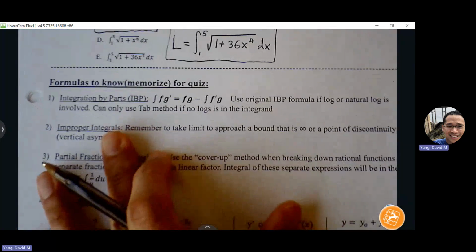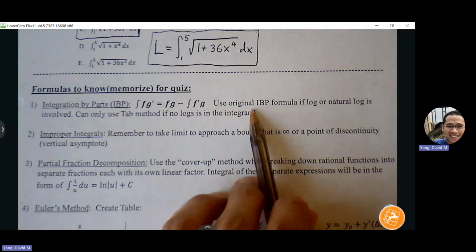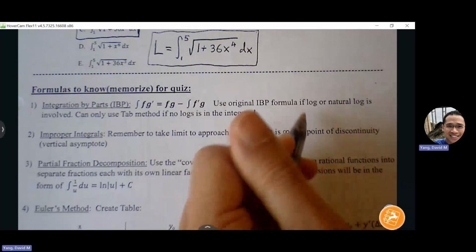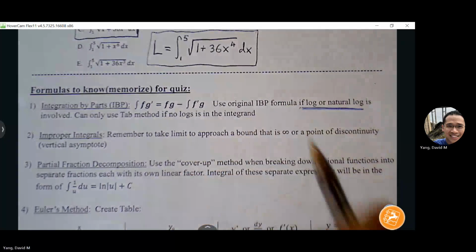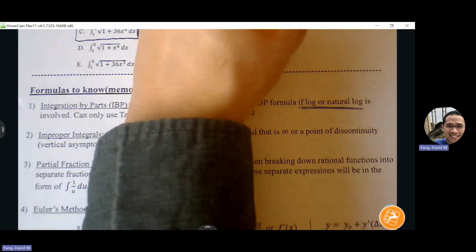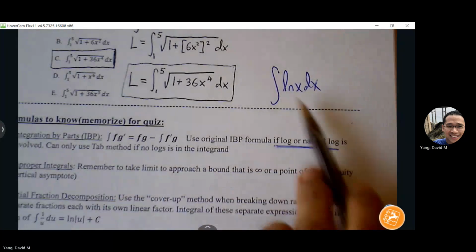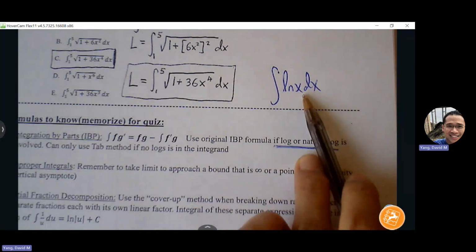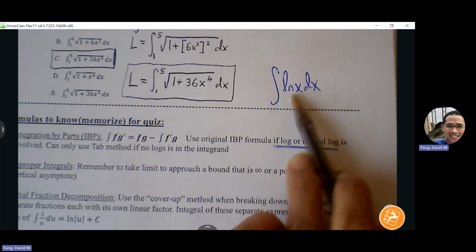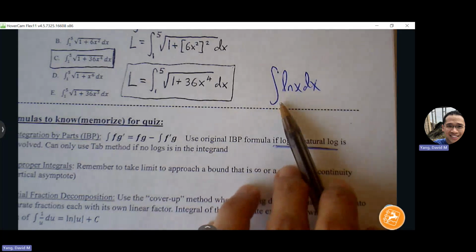so this is the summary here. So use this original IBP formula if you see logs paired with something else. If it's logs and trig, or logs, or just log by itself. So for instance, if it was the integral of natural log of x dx, this is logs paired with quote unquote algebraic. So the one that's hiding is the algebraic. Anytime natural log is in the problem, I can't do tab method. I have to do integration by parts.